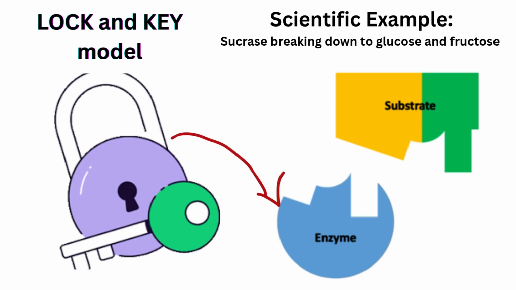When we talk about the lock and key model, it describes enzyme specificity. The enzyme's active site is a rigid lock, and the substrate is a precise key. Only the correctly shaped substrate fits perfectly to form a complex.